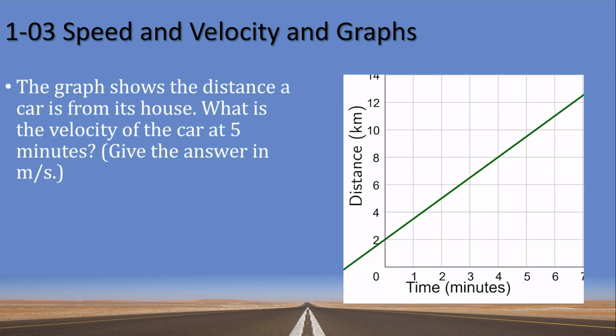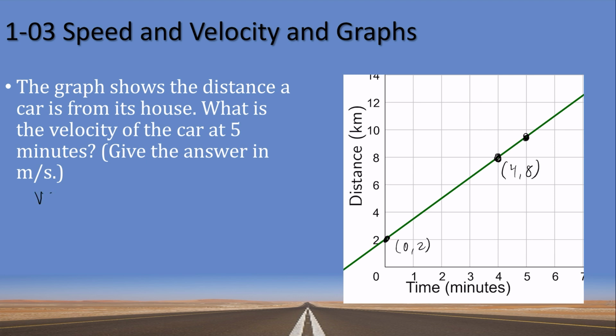The graph shows the distance a car is from its house. What is the velocity of the car at 5 minutes? So this is a position versus time graph. And I want the velocity at 5 minutes. All right, since it's a position versus time graph, I need to find the slope. So this is a straight line, so I can just find the slope of this line. So I could use that point, because I can read that it is 4, 8. And I can use that point because I can read it is 0, 2.